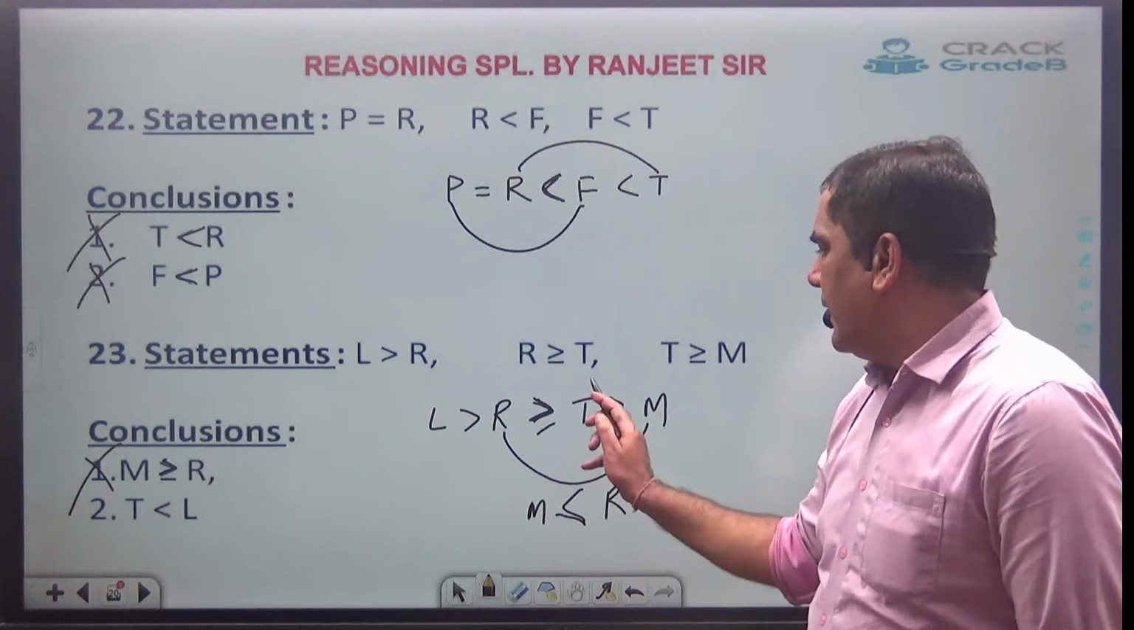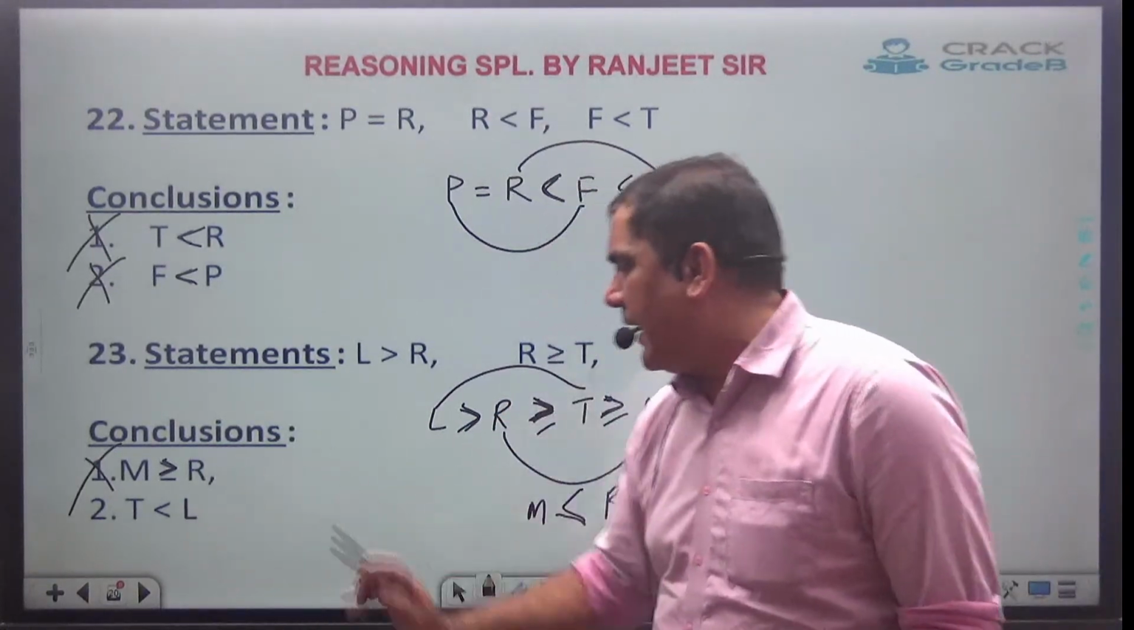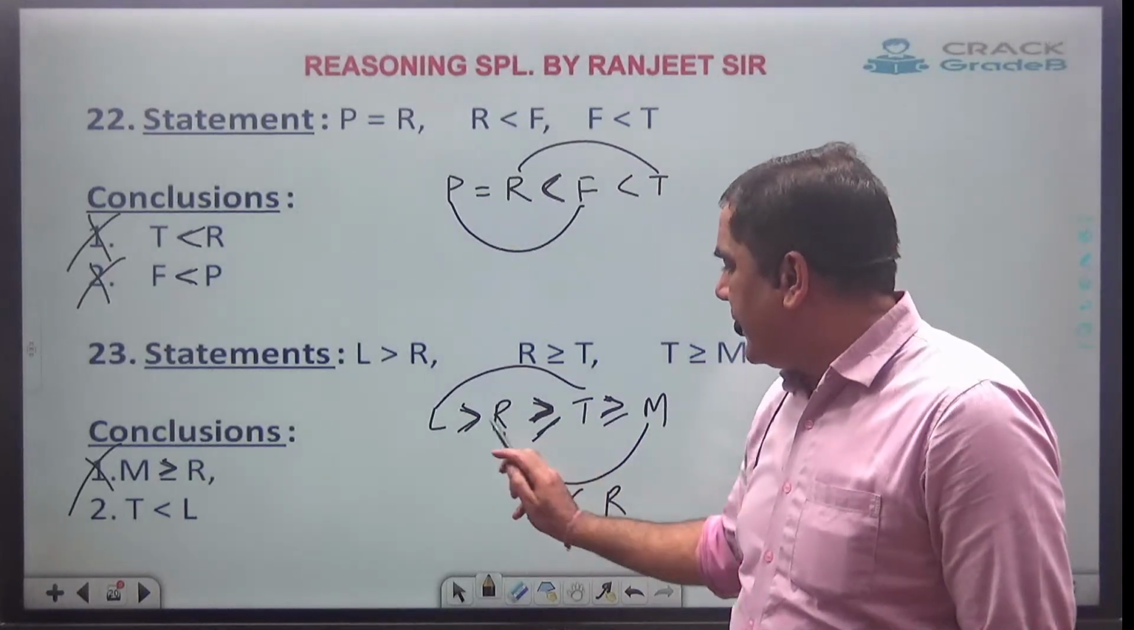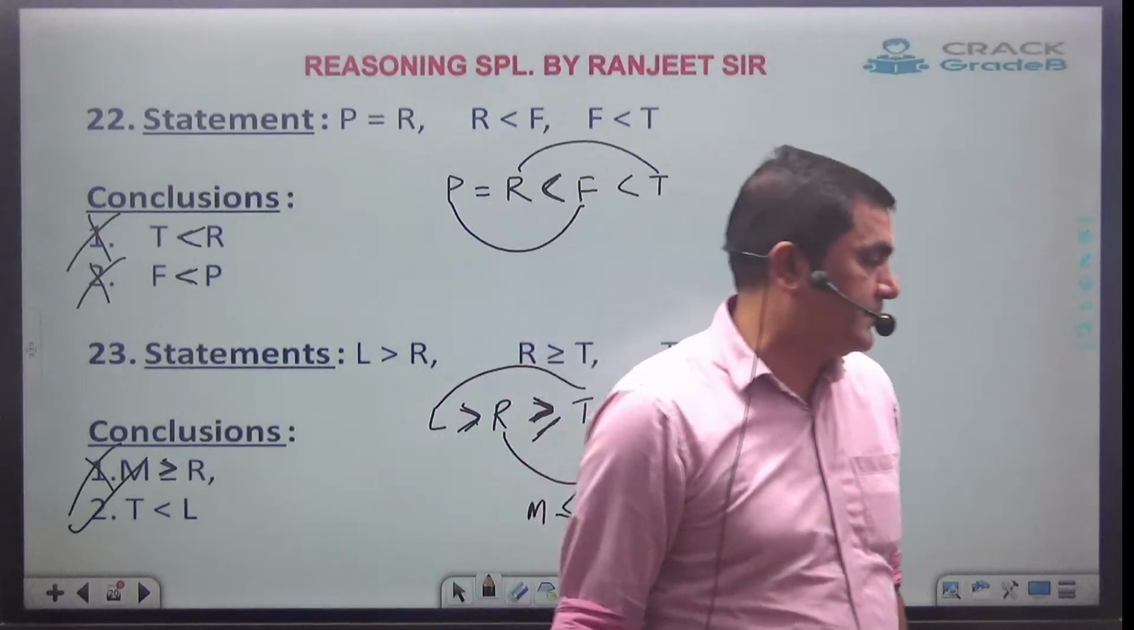Second one, T and L. Face is towards L. Face is towards L, absolutely okay. Equal to is there, equal to is not there. So equal to won't become. So second is correct.